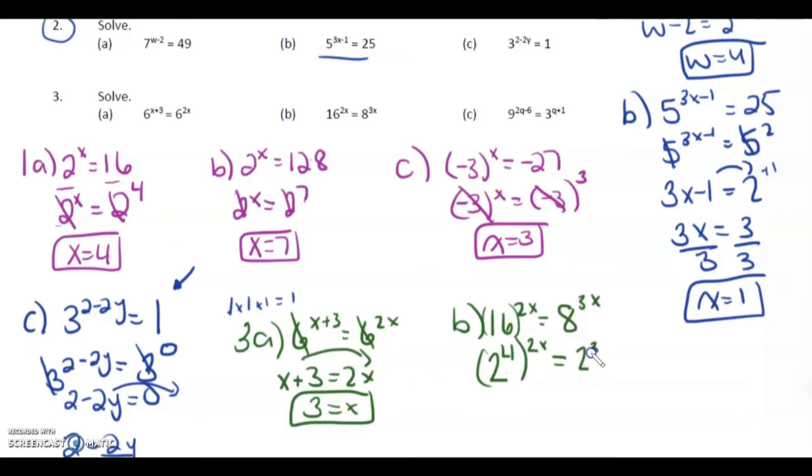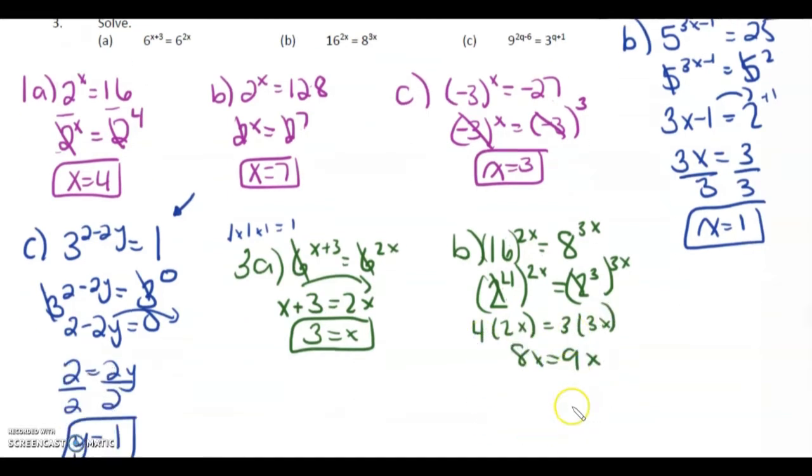So this is 2 to the 3, to the 3x. Okay, we can drop the 2's. We have 4, 2x, and then 3, 3x. So I get 8x equals 9x. Okay, we take this and we bring it over. It'd be like 9x minus 8x. So 0 equals x.